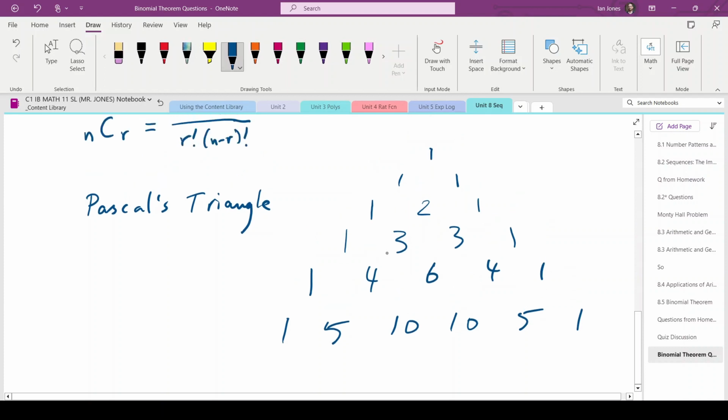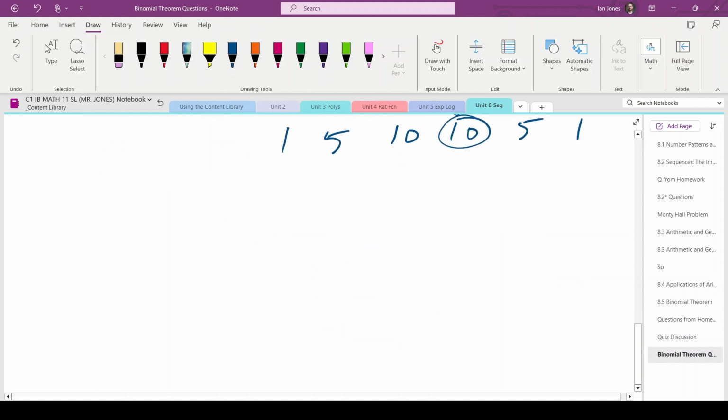We're just taking any given 2 elements and going diagonally, adding them to get the next one. Any 2 here, we're going diagonally, adding them to get this one. Okay, Pascal's triangle. That's an essential skill.